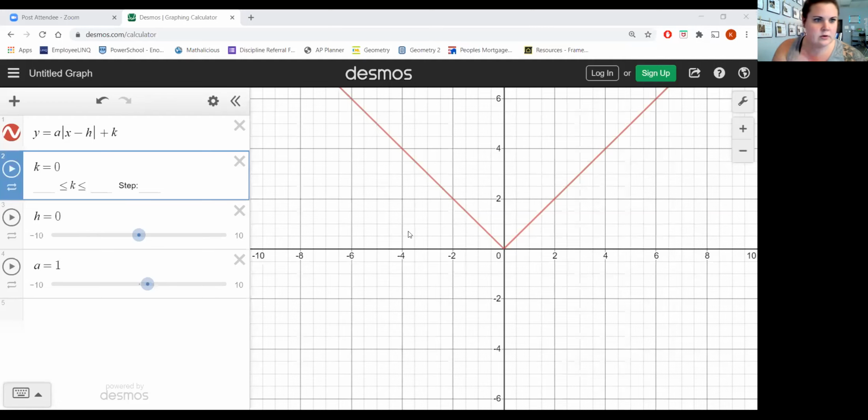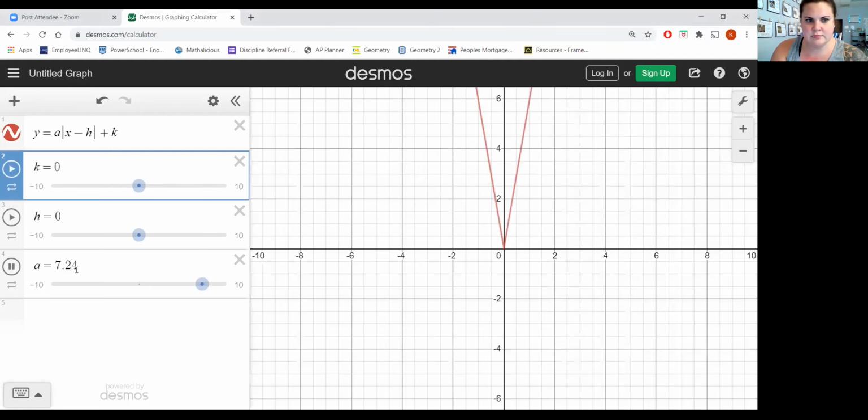All right, so if we look at a, you can go ahead and hit play and it will just mess with the numbers. So you can see that the a value can make the graph go straight up. It can make the graph go upside down. It does not move it left or right. It does not move it up and down. As you guys can see, that vertex is staying right there at 0, 0.